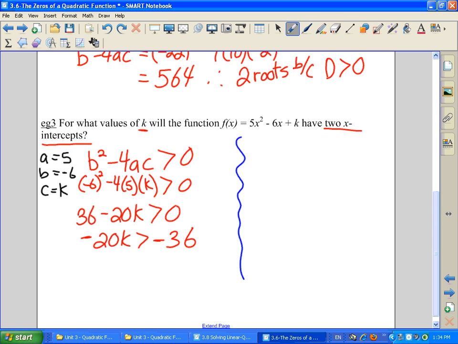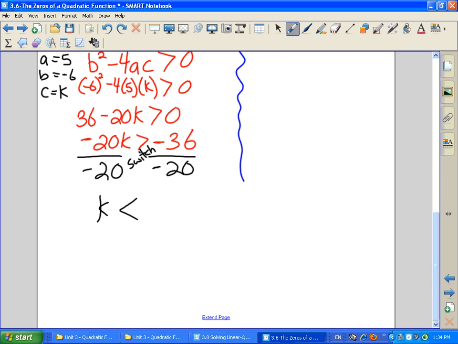And now is the important part of inequalities. This is where it's different than when you solve equations. Whenever you divide or multiply by a negative value, like we're doing in this case, we must switch the sign. Okay, so right now it's a greater than sign. We're going to change it to a less than sign. Okay, so k is going to be less than 36 divided by 20, because the negative divided by negative is a positive. Okay, you could reduce that down or put down k is less than 1.8.